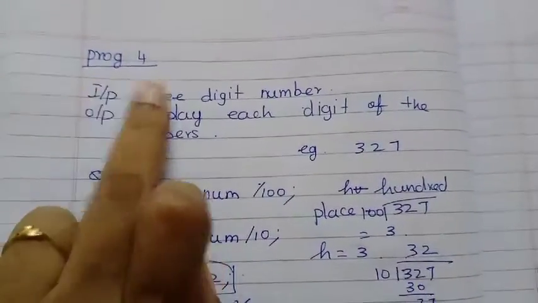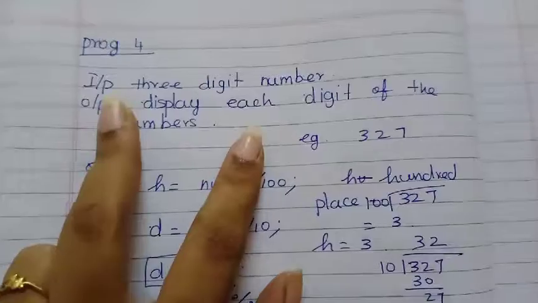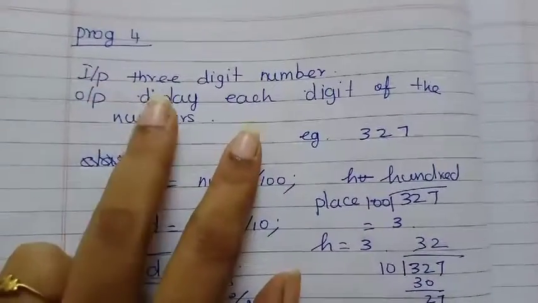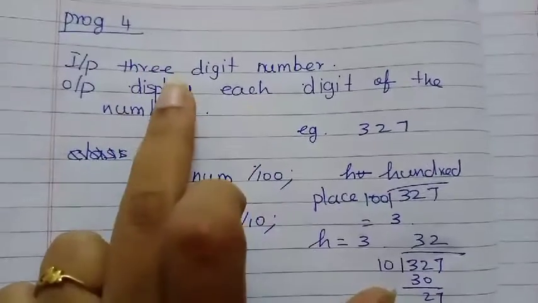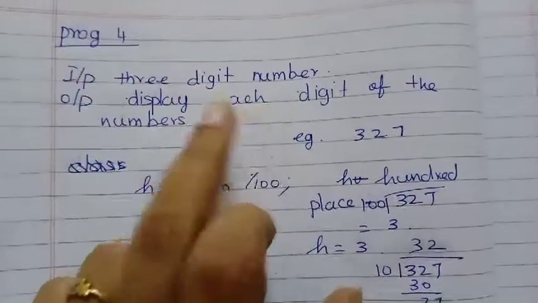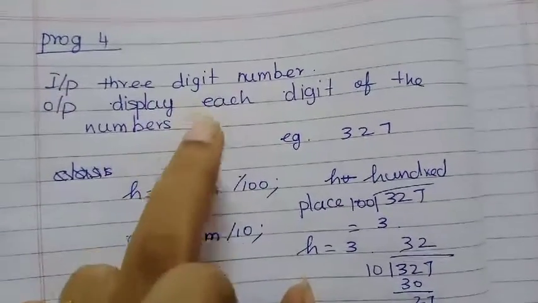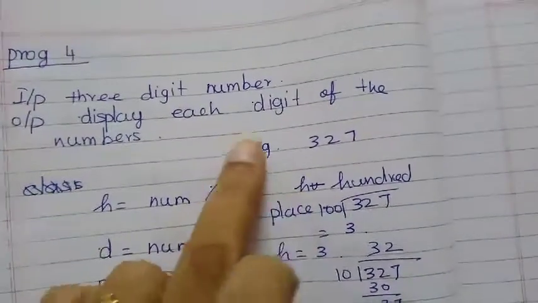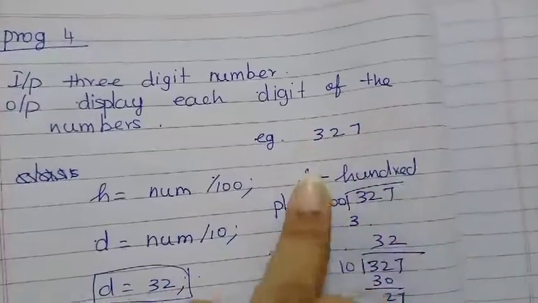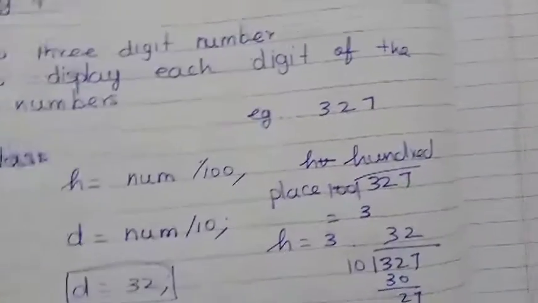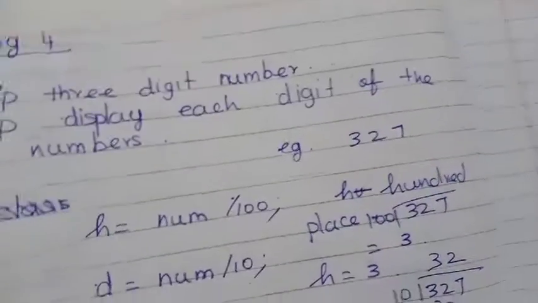So your program 4, you can keep and check it with your book. Okay, program 4, what they have asked is to write a program to enter a 3-digit number as input, and the output is to display each digit of that number. For example, see here, this is your 3-digit number, you are going to get it as input.